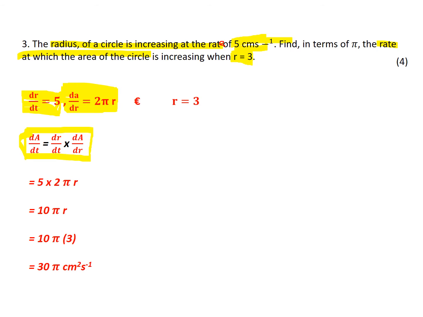Now I will simply multiply dr by dt with dA by dr, due to which dr will be cancelled out and dA upon dt will be our answer. We already know the value of r, so we can simply use it over here. Now we have to keep in mind another point, that they have asked us to keep the answer in terms of pi. That means we cannot solve this pi.